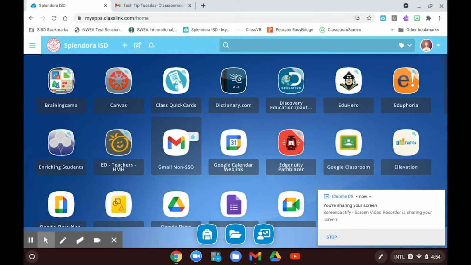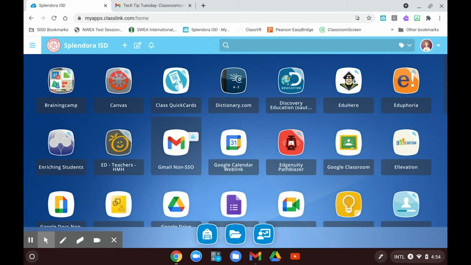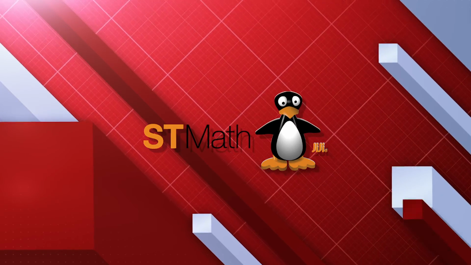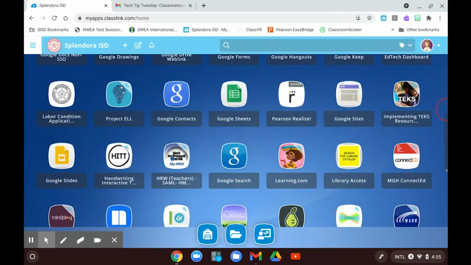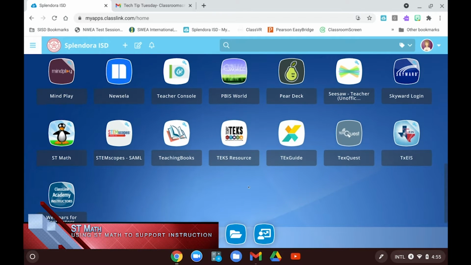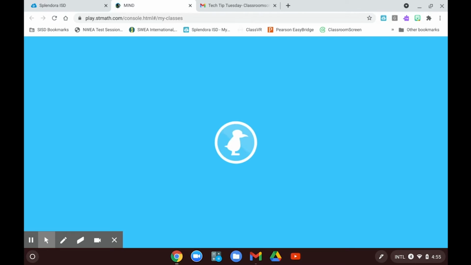Hi, everyone. Miss Henson here. I just wanted to share something that I came across as I was exploring STMath. We think it's mainly for the students, and what I came to find was that I could actually use it within the classroom to help with some of my lessons. And the kids seem to really enjoy it.